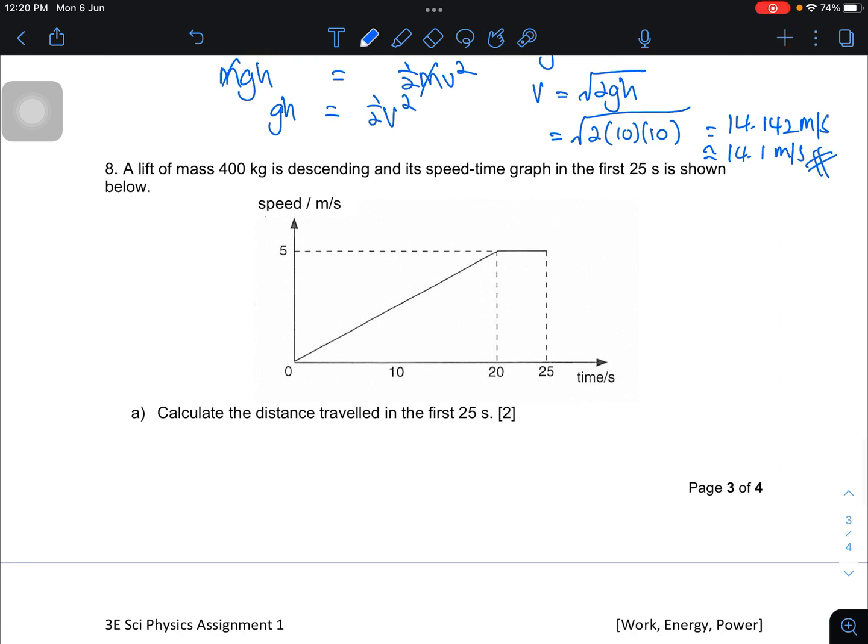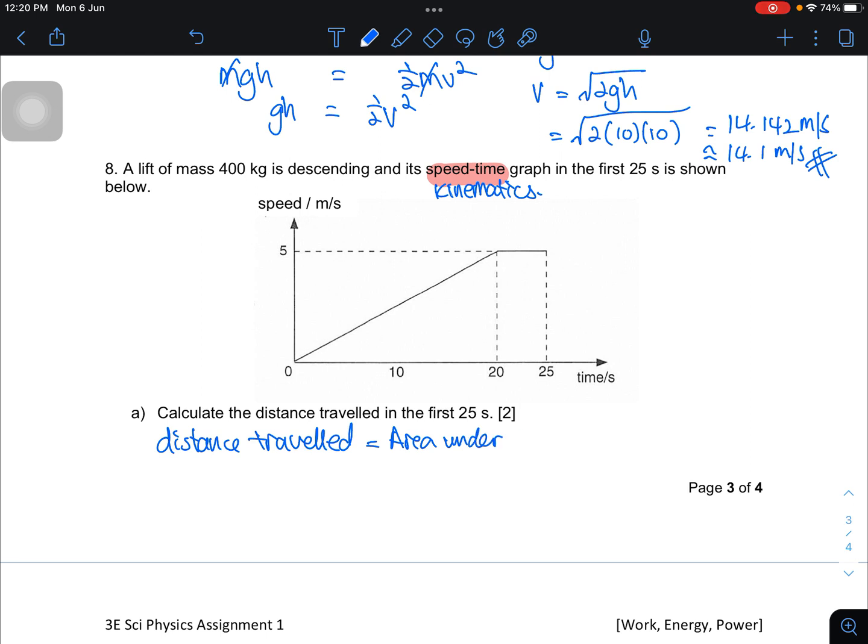Question 8. A lift of mass 400 kg is descending and the speed-time graph for the first 25 seconds is shown below. Oh, you see, speed-time graph. What topic? Kinematics. So there are a lot of things that we can find. The gradient for a speed-time graph tells us the acceleration. The area on the speed-time graph tells us the what? The distance traveled. So, see part A: calculate the distance traveled in the first 25 seconds. So, first 25 seconds, we're talking about distance traveled equals to what?